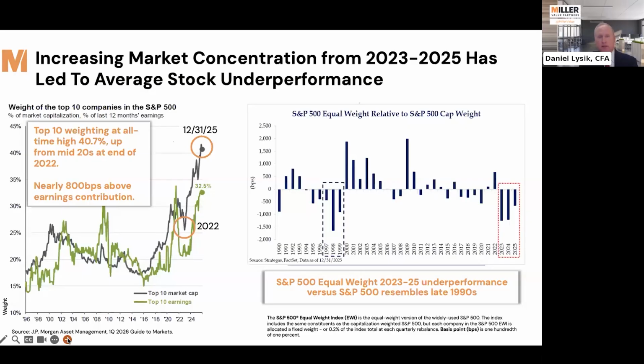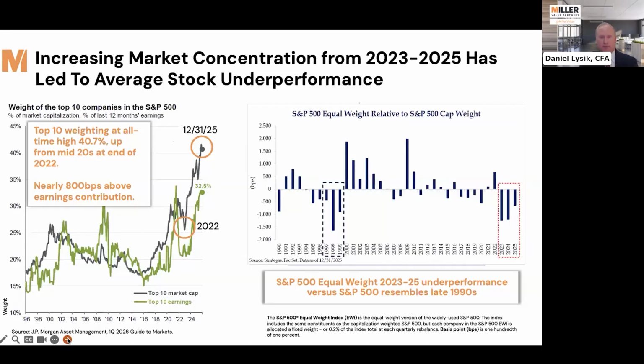The late 90s was followed by 6 years of the equal weight outperforming as the market broadened out. The largest stocks underperformed as valuations contracted. In 2022, we saw the average stock in the S&P 500 outperform. That year, value and small caps also significantly outperformed longer duration and large cap stocks.